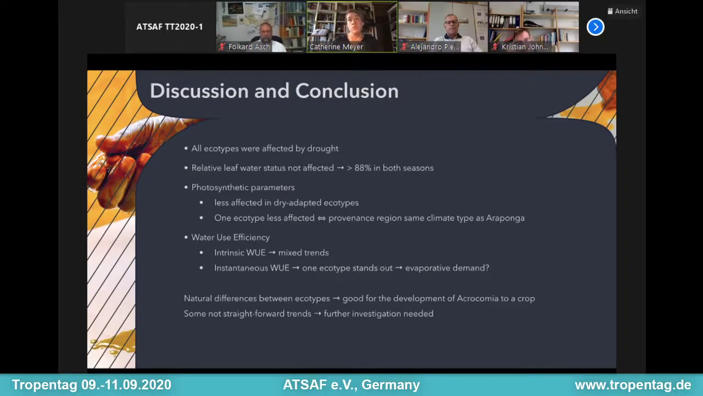What is efficiency? For the intrinsic one, we saw mixed trends. In the instantaneous one, one ecotype stands out. So we need to elaborate what influence the distinctive environmental factors have on the ecotypes. Natural differences could be observed between ecotypes, which is of course beneficial for the development of Acrocomia to a crop through breeding. However, we saw some not straightforward trends, so further investigation is needed.